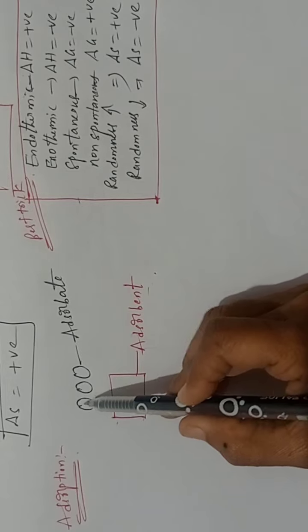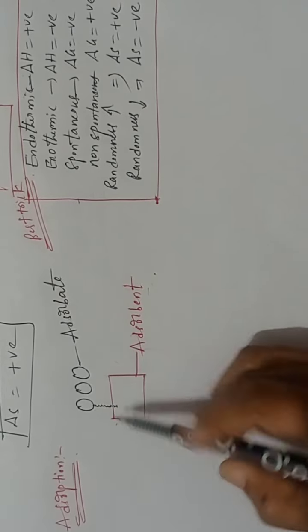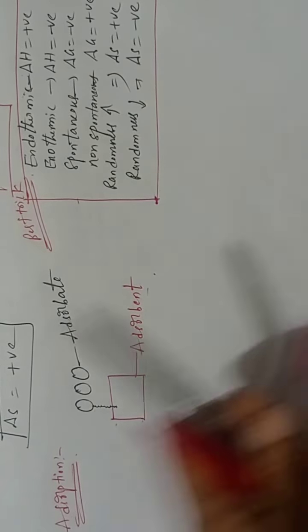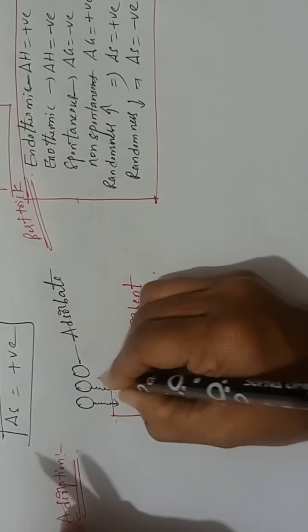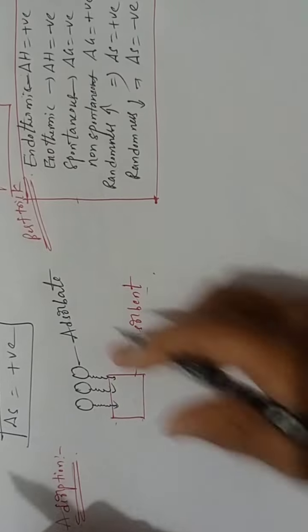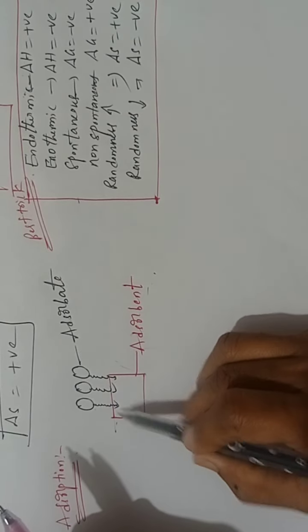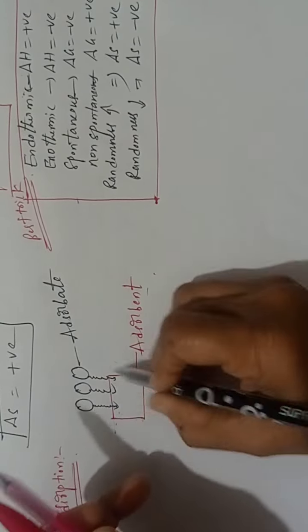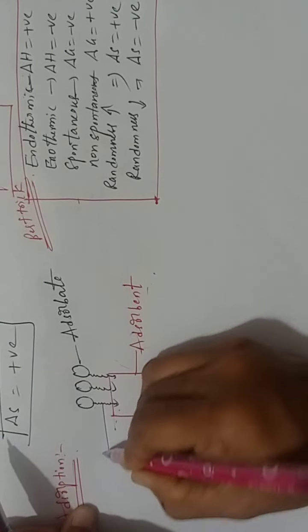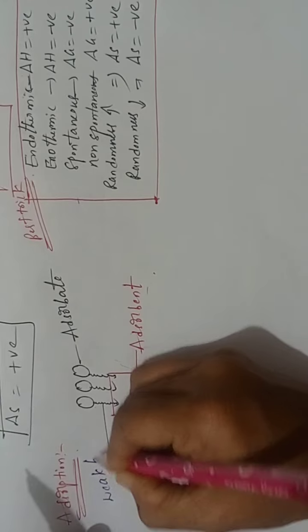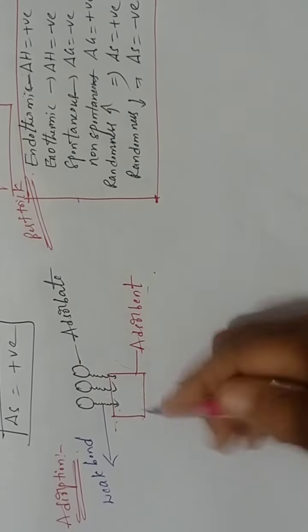So in between the adsorbate and adsorbent, there is a weak bond, students. What is this bond? It is a weak bond. They form the weak bond with the surface of the solid. So this is which bond, students? Weak bond. So a weak bond is formed.